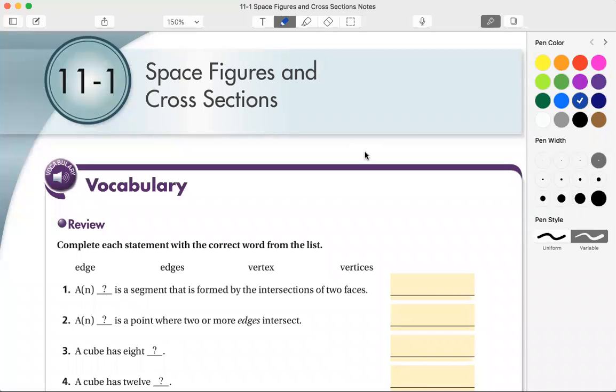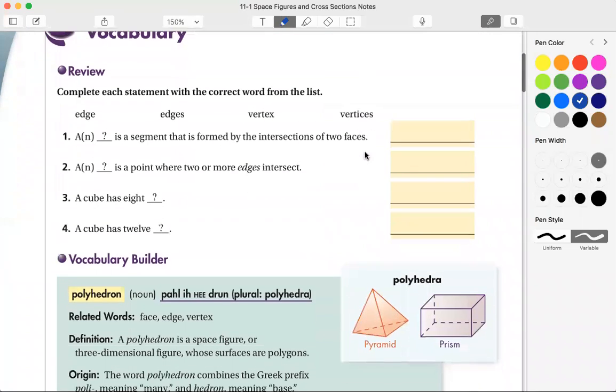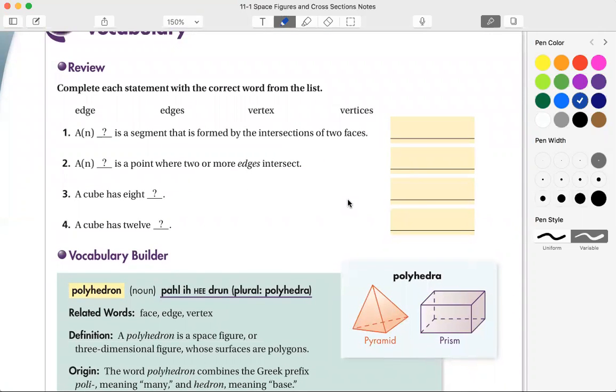All right, section 11-1, space figures and cross sections. Complete each statement with the correct word from the list. A blank is a segment that is formed by the intersection of two faces. An edge is formed. A blank is a point where two or more edges intersect, a vertex. A cube has 8 vertices. A cube has 12 edges.